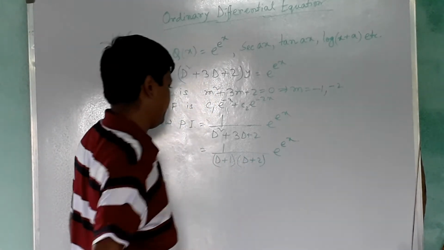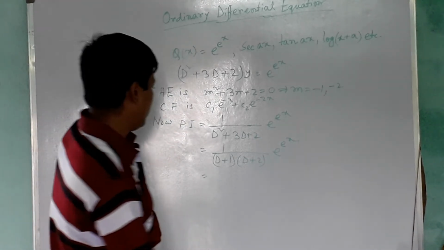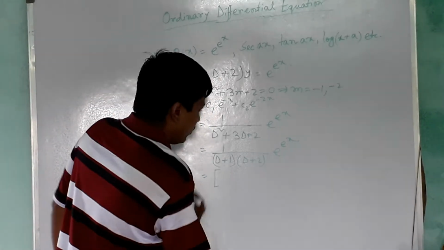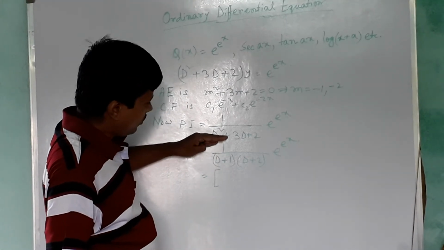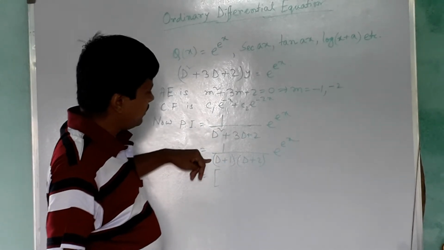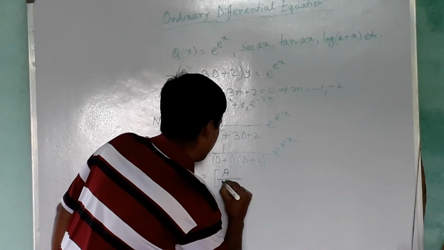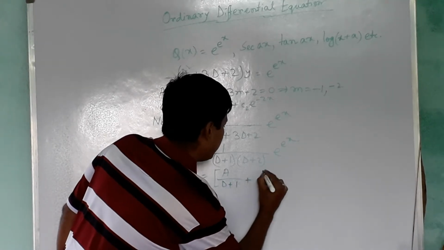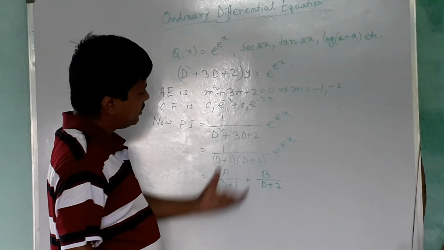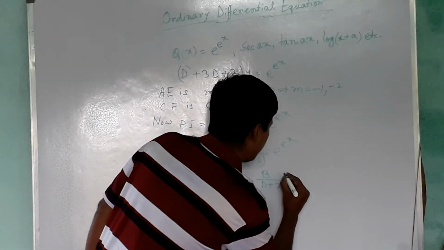So we need to factorize it in linear factors. Then we write A by the first linear factor plus B by the second linear factor, or C by another linear factor, D by another linear factor, and we need to separate in this way.